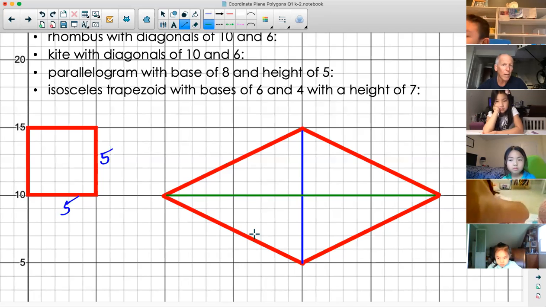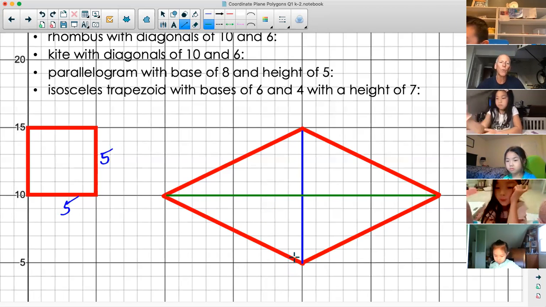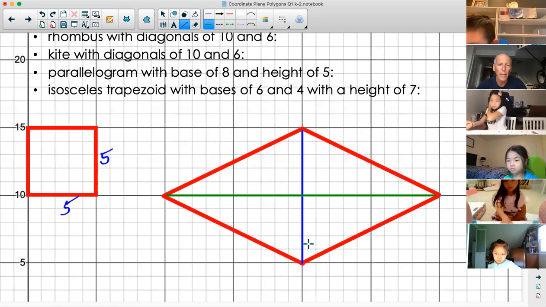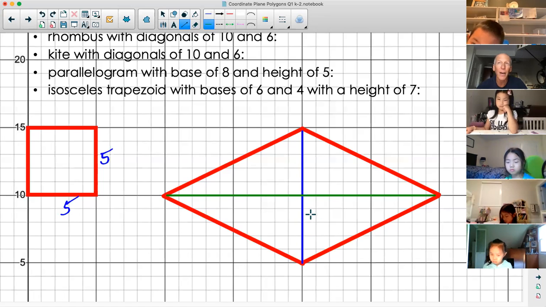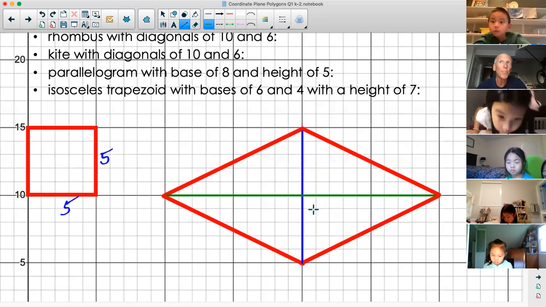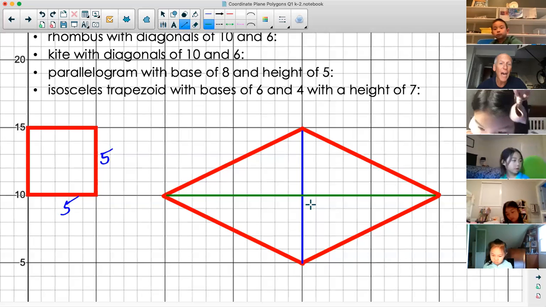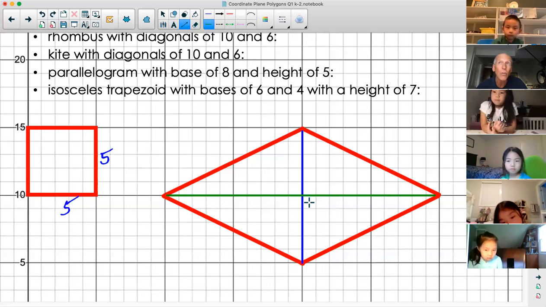Does anybody want to take a crack at it? I know Valerie wrote it down already. And Annalise, you may be too close to the screen. So if you're raising your hand, I won't be able to see it. So you have to tell me if you want to give it a shot. Who thinks they can do this? All right, we're going to start with Annalise giving us the vertical, the blue diagonal, and Valerie, you're going to give us the horizontal green diagonal. Go, Annalise.